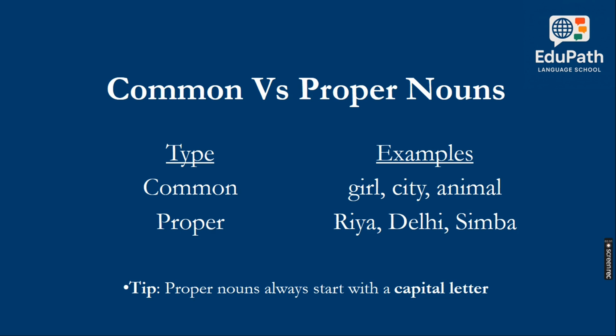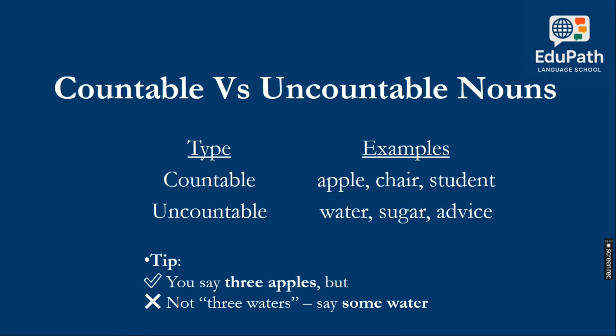So now let's move on to the next category, which is countable versus uncountable nouns. Let's see what they are. Countable nouns are names of things that we can see and we can count. For example, apple, chair, and student. These things generally have a specific shape, which is why we can count them. The opposite of this would be an uncountable noun, for example, water, sugar, and the word advice. These things don't generally have a shape, which is why we cannot actually count them.